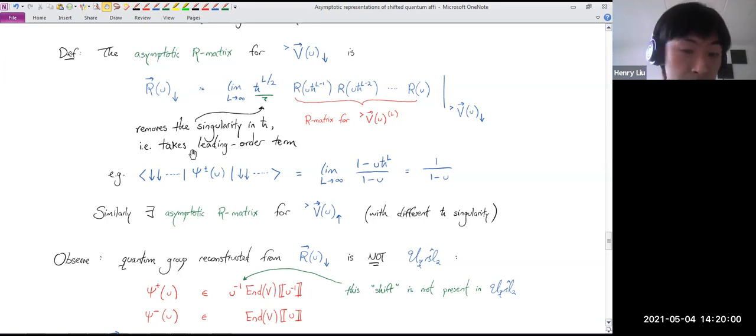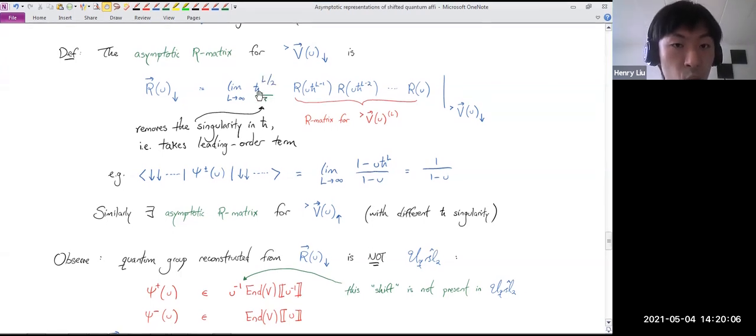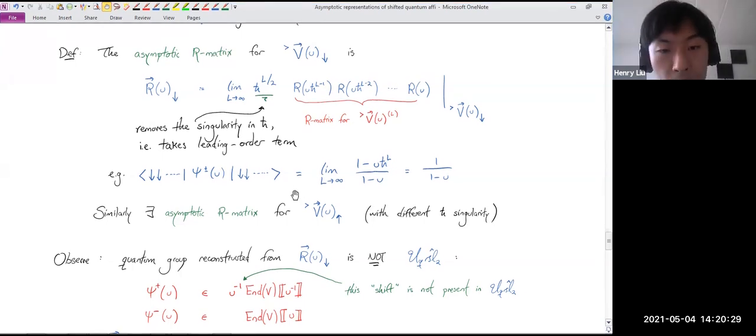It's important to note at this point that the order of the singularity in H bar will change depending on your module, depending on your asymptotic module. It will change depending on which vector you've picked here, whether you pick up arrow or the other choice.